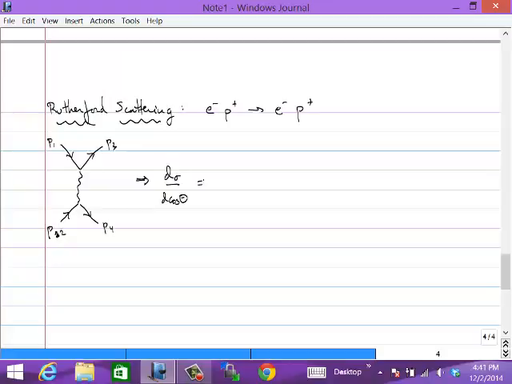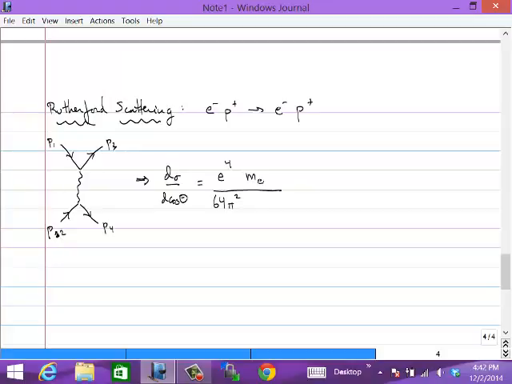says that the probability, or the cross-section, for an electron to scatter off of a proton with angle theta is proportional to the electric charge to the fourth power, as you can see, because there are two interaction vertices here. There are some numerical factors that we don't care about too much. I happen to have them in my notes, so I'll write them down.